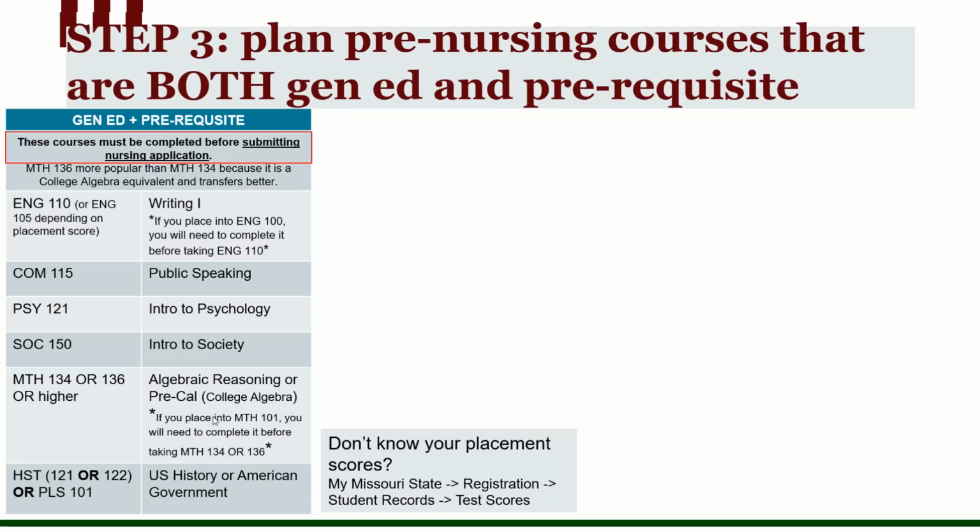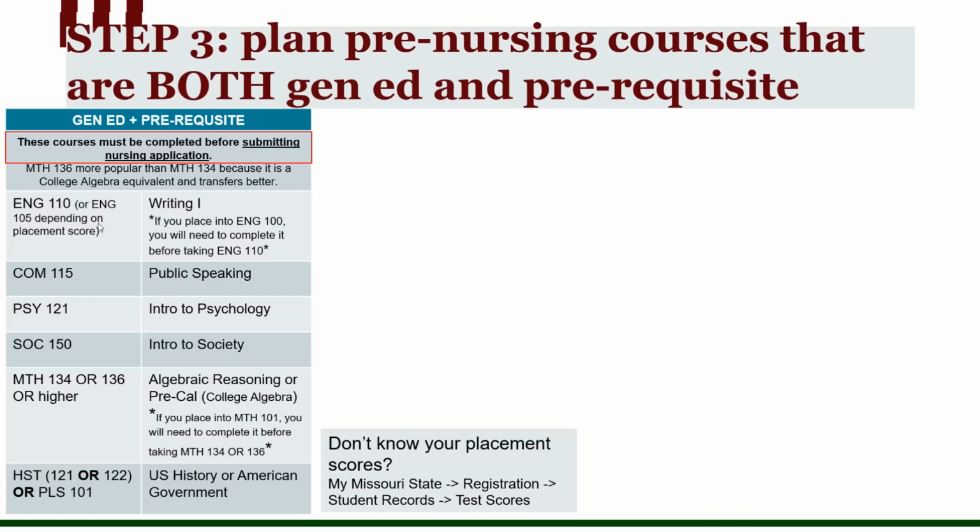Similar thing with math. If you've placed into Math 101 or Math 103, you need to complete that before you can take 134 or higher. Never take Math 130. 130 will not help you as a nursing student. It will not work as a prerequisite for 134 or 136, and it will not meet the nursing requirement.